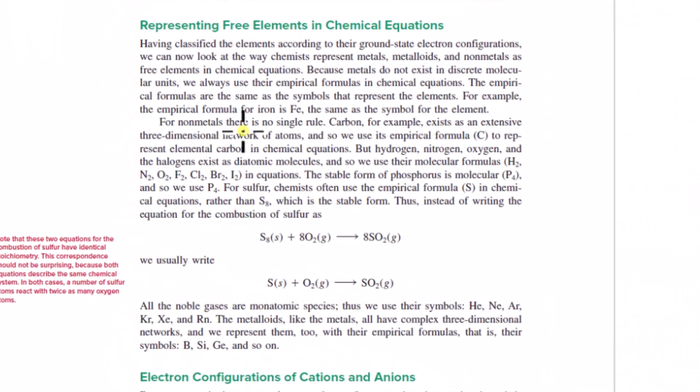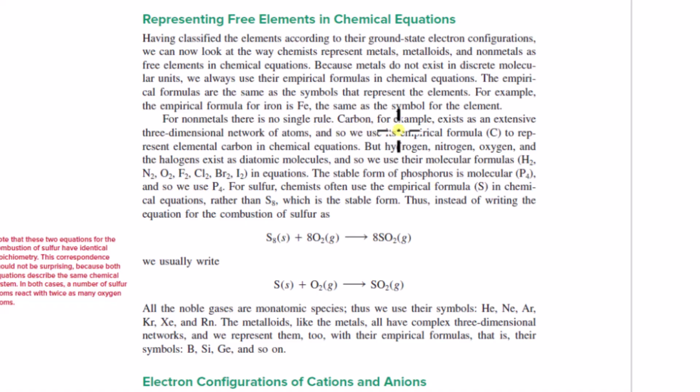So for non-metals, there's no single rule. Carbon, for example, exists as an extensive three-dimensional network of atoms, and so we use its empirical formula. Diamond is a three-dimensional network as well. This just extends indefinitely, so you just put its empirical formula to represent elemental carbon in chemical equations. But hydrogen, nitrogen, oxygen, and the halogens exist as diatomic molecules, and so we use their molecular formulas. So you put H2, N2, O2, etc.